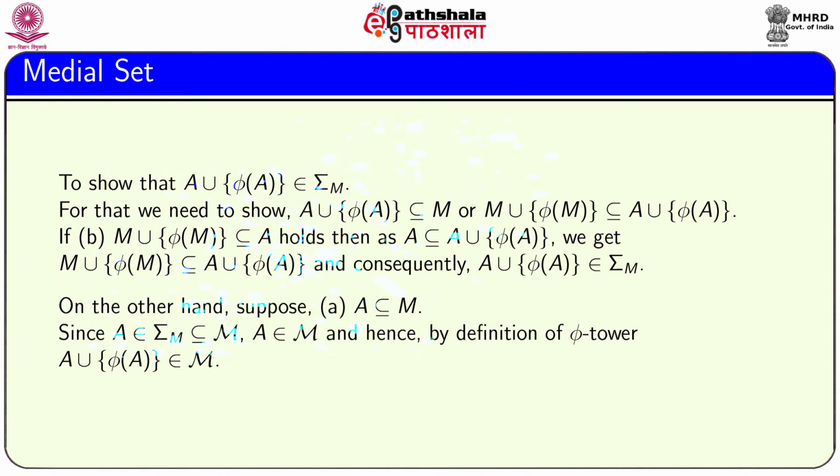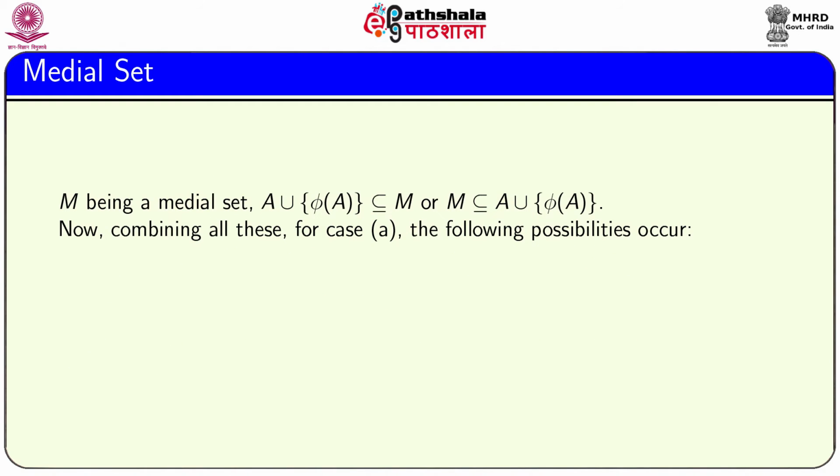On the other hand, suppose condition A holds, that is, A is a subset of M. Since A belongs to sigma M, which is a subfamily of minimal phi tower script M, A is within script M, and hence by definition of phi tower, A union set phi A is inside script M. M being a medial set, A union the set phi A is contained in M, or M is contained in A union the set phi A.